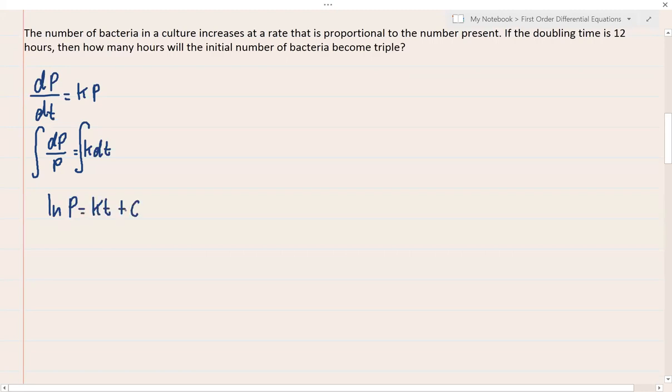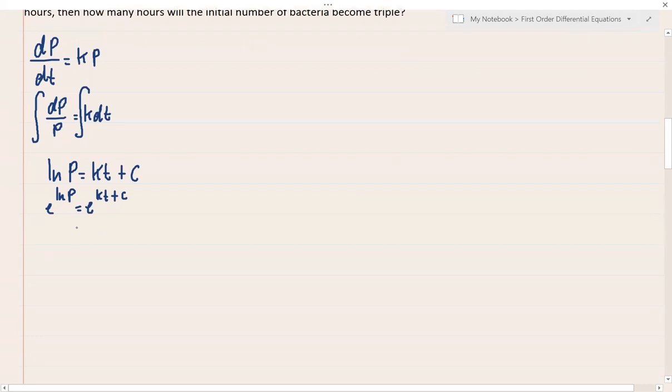And as I said, okay na to kung gusto niyo itong gamitin. Pero para sa akin, gusto ko pa itong i-simplify pa. So I will have e base on both sides. So magiging e raised to ln of p is equal to e raised to kt plus c. So on the left side, we have e raised to ln of p. So that means we can cancel e at saka si ln. Hence, we will have p. And on the right side, we can separate kt at saka si c.